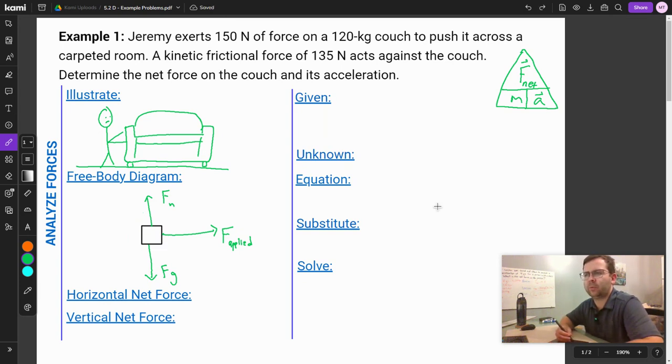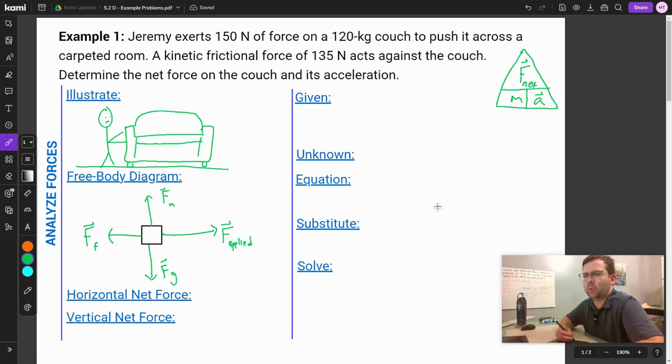So is my applied force going to be greater than, equal to, or less than the kinetic friction force? If I look back up here, it says he's exerting 150 newtons of force, and it says the frictional force is 135 newtons. So it's less. The friction is less. So I'm going to draw an arrow that is noticeably shorter than the applied force. I'm going to label that F with a lowercase f for friction. All right, so those are my four forces that are acting on the couch.